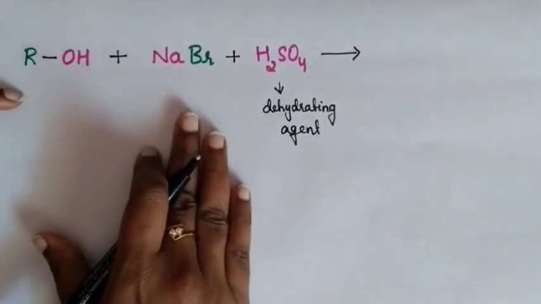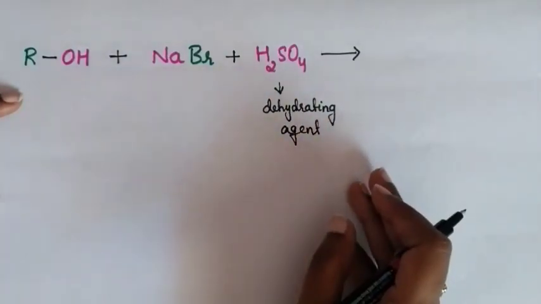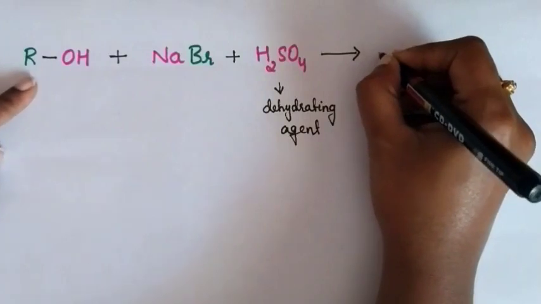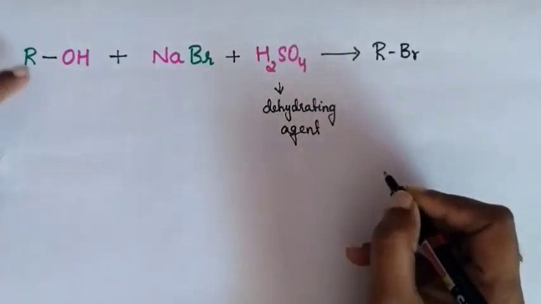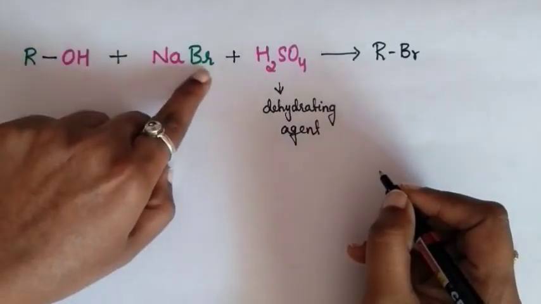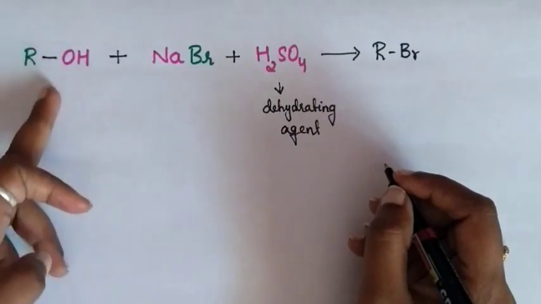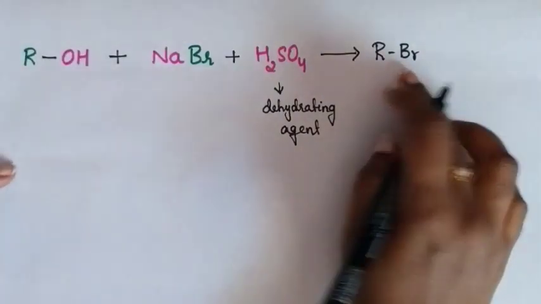When this reaction takes place, we already know what we are going to get. We are going to get haloalkane. So let us write our main product first, that is RBr. R from alcohol and Br from NaBr. This bond will break and this bond will break. R plus and Br minus will combine to form RBr.